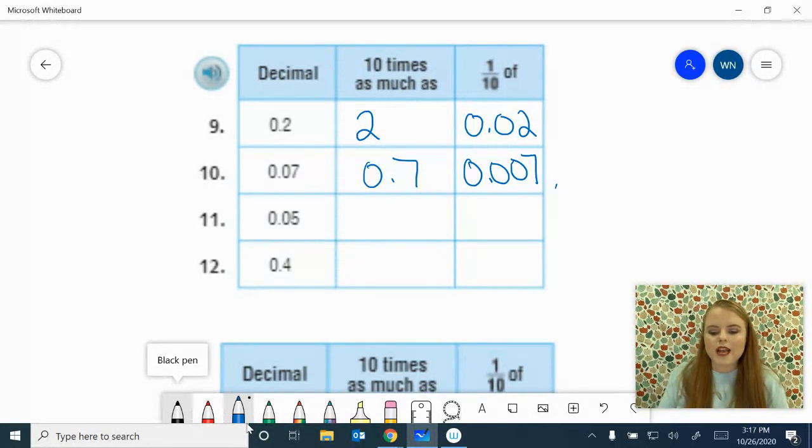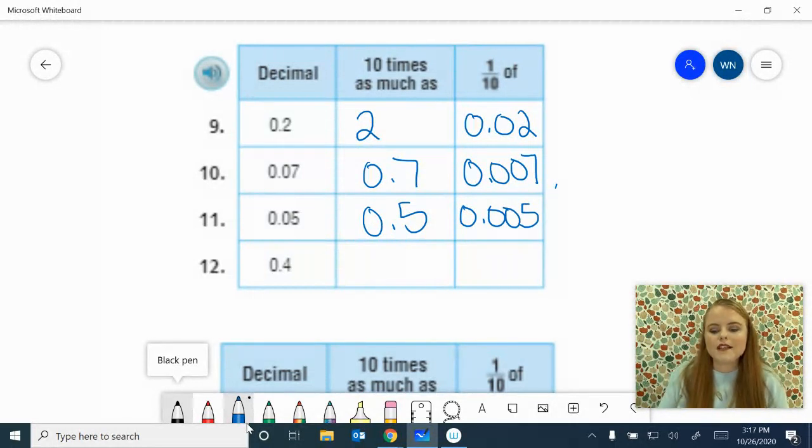For number 11, we're asking ourselves, what is 10 times as much as 5/100? Remember, to go bigger, we're going to go 1 to the right. So that's going to get me 5/10. What is 1/10 of 5/100? What is that one small piece of 5/100? We're going to move it 1 to the left, and we're going to get 5/1000. Go ahead and do number 12.